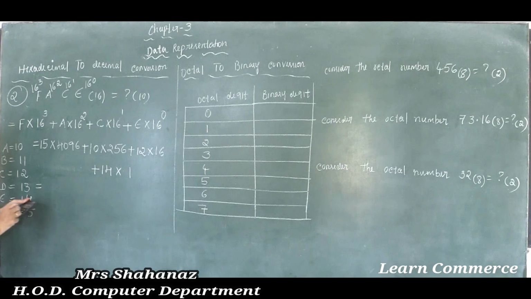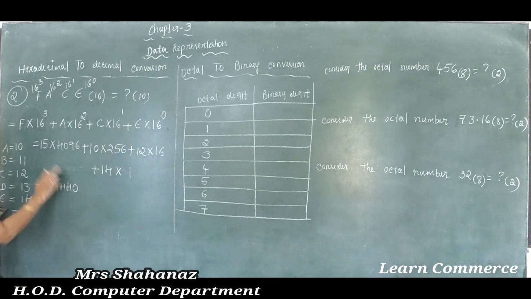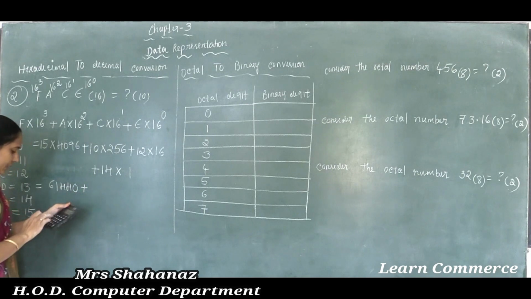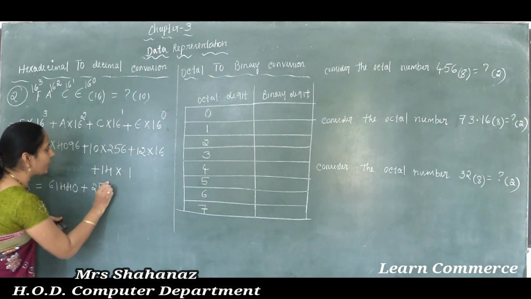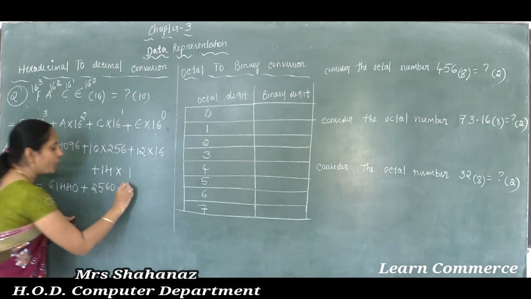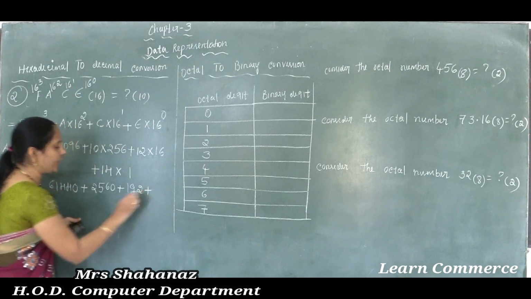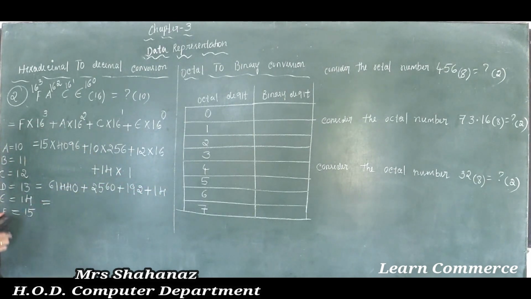When you multiply 15 into 4096, the value is 61440. That is the F value, 15 into 4096, plus the second multiplication, 10 into 256. Clear this one? So the value is 2560, plus 12 into 16. So 12 into 16, the value is 192 here, and when you add 14 into 1, very simply we can say the value is 14 only.